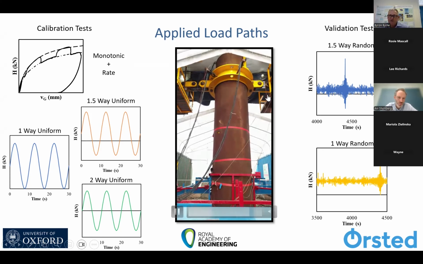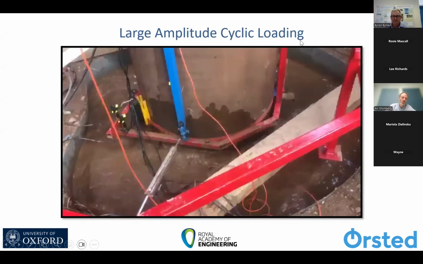We also carried out what we call validation tests, really the proof of concept. And these are random amplitude loading tests, which try to capture the types of loading that offshore wind turbines actually experience. And we did quite a lot of work to get representative load paths for these tests. The testing goes for quite a long time, probably about 24 hours of actual cycling, followed by a monotonic loading test to determine the final capacity.